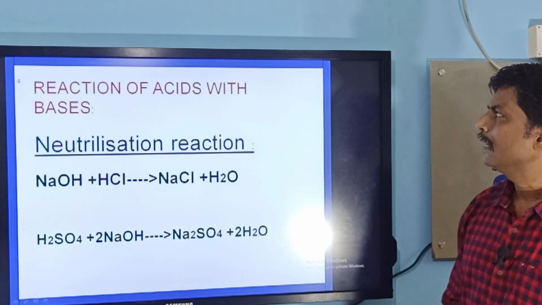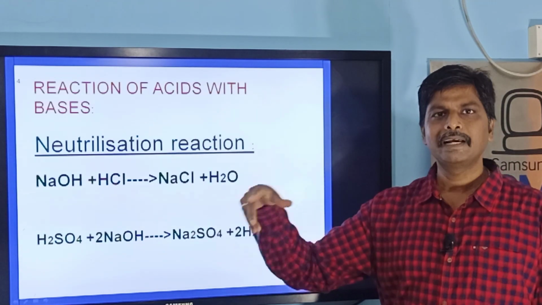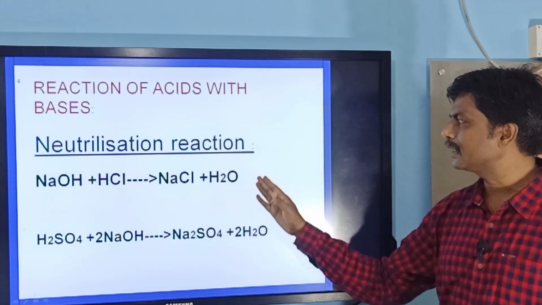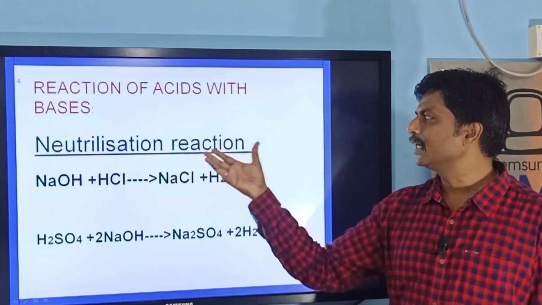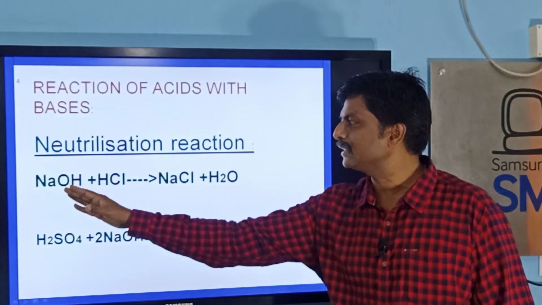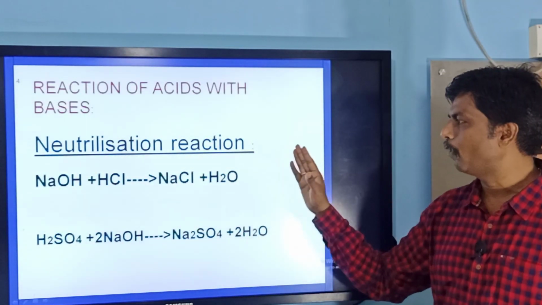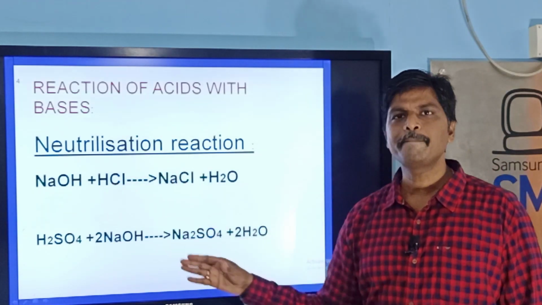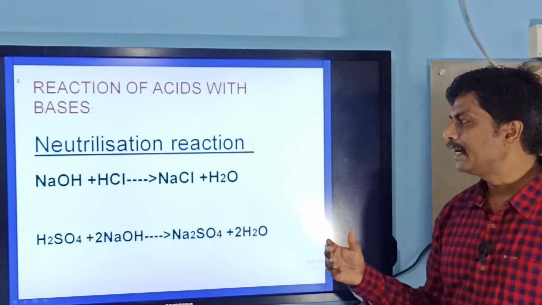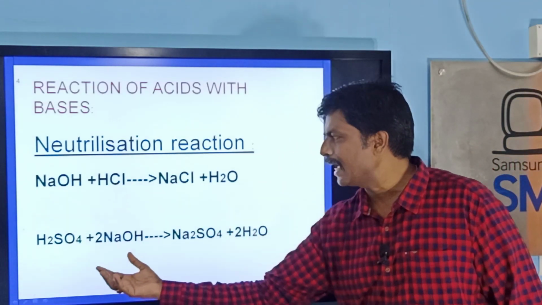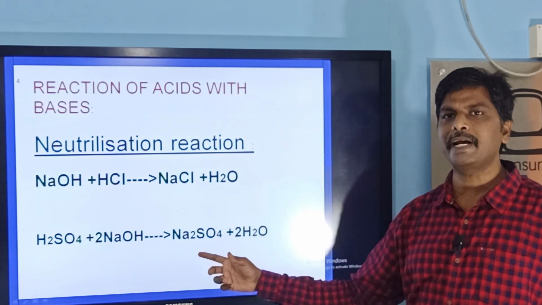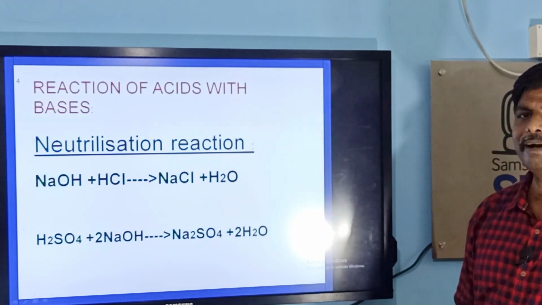We will see the second, reaction of acids with base. Acid with base, already seen. Acid with base gives salt and water. What is the name? Neutralization reaction. What is a neutralization reaction? The reaction between acid and base to form salt and water. Here two reactions are given. One is the reaction between HCl and NaOH. Second one, the reaction between sulfuric acid and NaOH. Here the salt is Na2SO4, sodium sulfate, and water. It is about the second property.